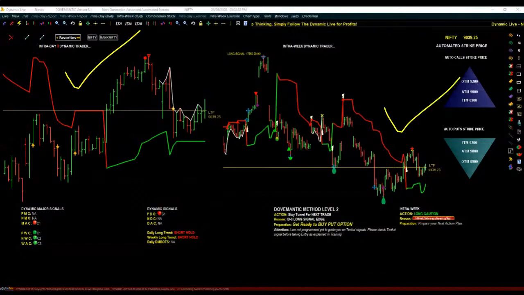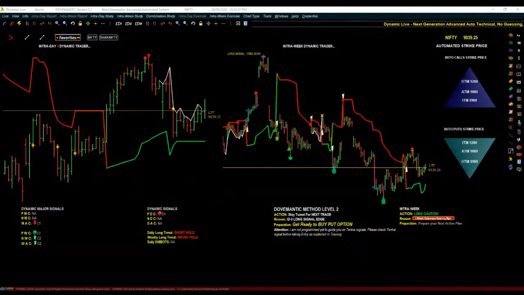Whenever a zigzag symbol appears, many of you may have a question in your mind. There are so many symbols. Which one do we consider to be a zigzag? For that, you just have to look at the reason here. In the reason, you can see very clearly, it will be mentioned as ID3 zigzag or intra-week zigzag. So when you see that, you know that the price can reverse.